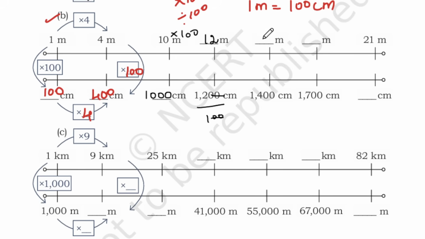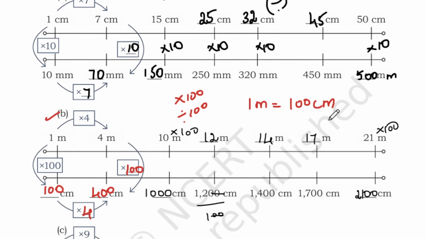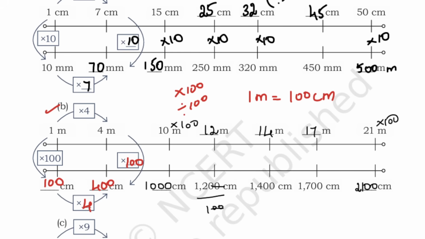Okay, likewise this is 14 meter. This is 17 meter. And this one they are asking 21 meters. When you convert into centimeter, you have to multiply this by 100. So 21 into 100 is 2100. Okay, so these are like your exam questions. So you have to do it very carefully. All right, next one.